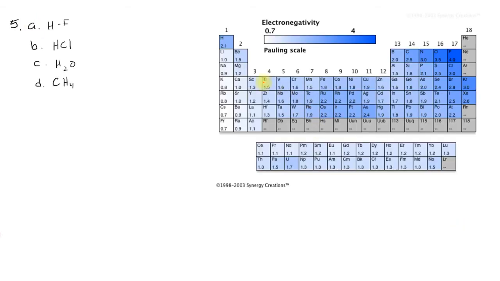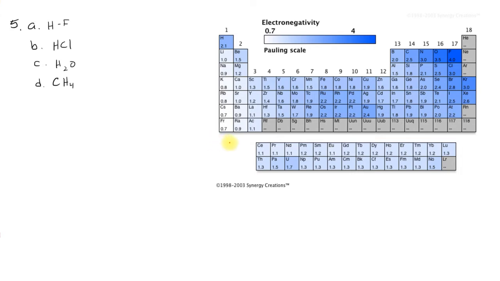Question 5. Let me turn my cursor back to a normal color. Question 5 says, which of the following is the most polar? Okay, so another IMF question. Here's the choices. And actually, it's not really an IMF question because it's asking about the bond. It says, which has the most polar bond? If it was asking which was the most polar molecule, then we would have to use IMF. For the bond, we're going to use electronegativities.